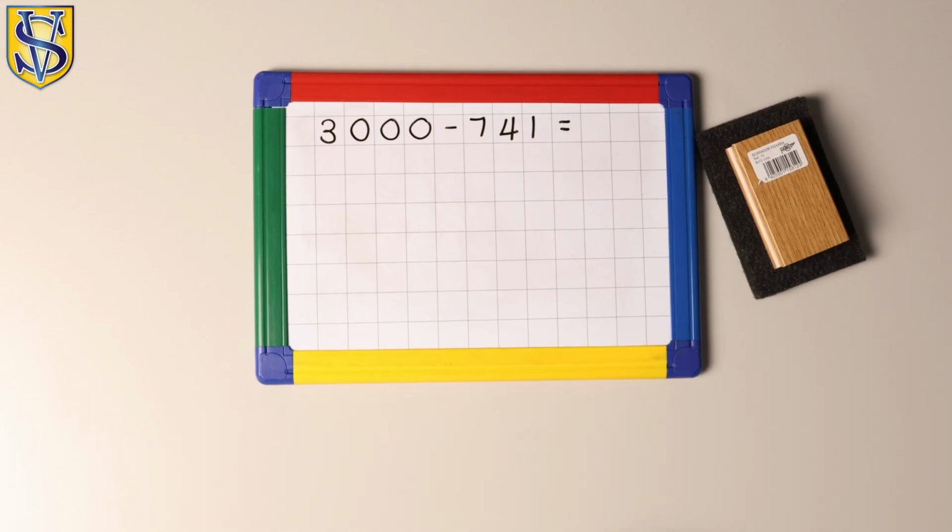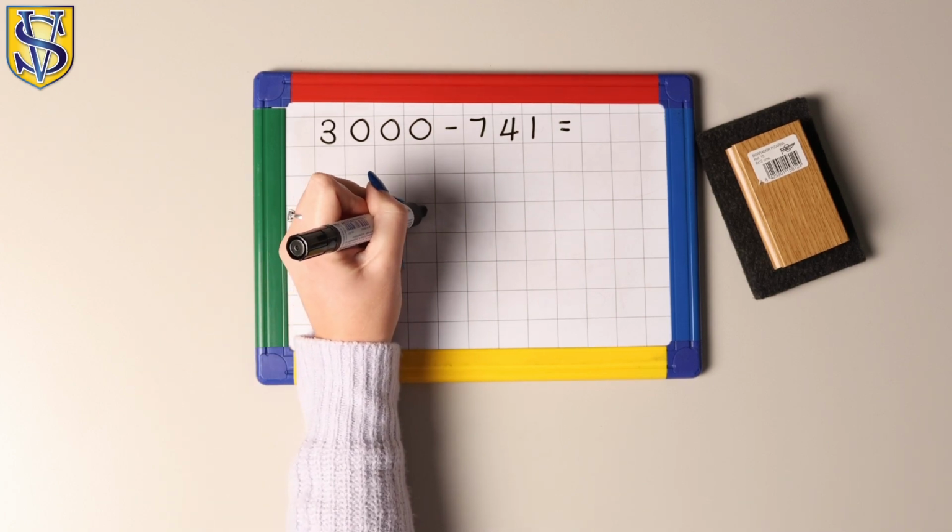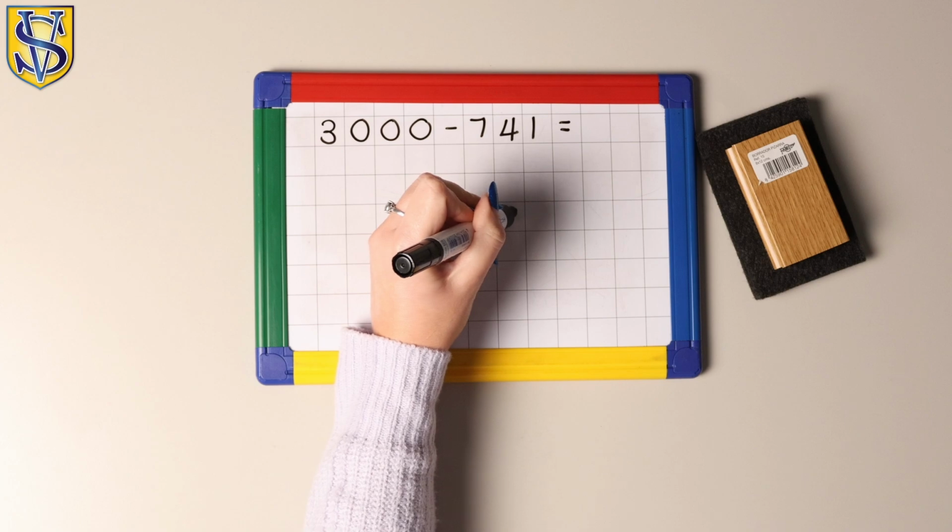So for this calculation, we are going to continue using column subtraction, and this time we have a 4-digit number subtract a 3-digit number. So placement is really important for this one. You start with the larger number, which is on the left, and we're going to write it here, 3,000.